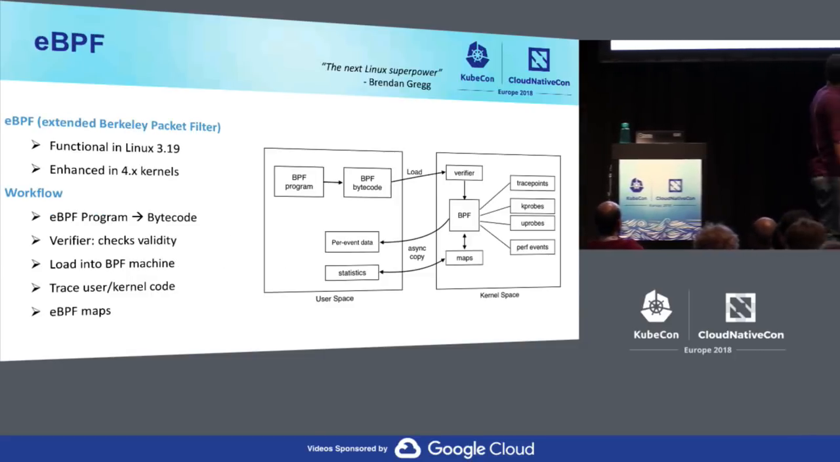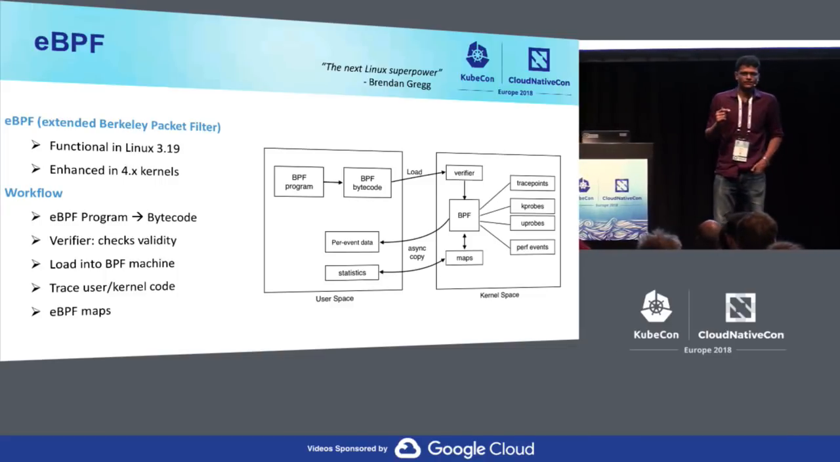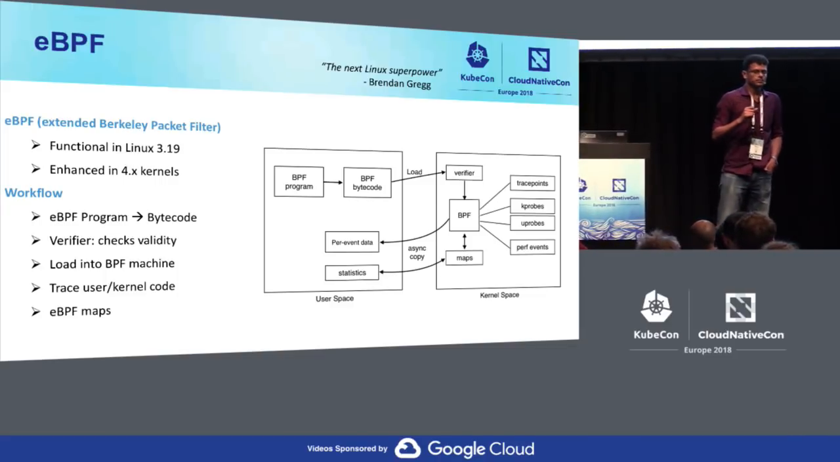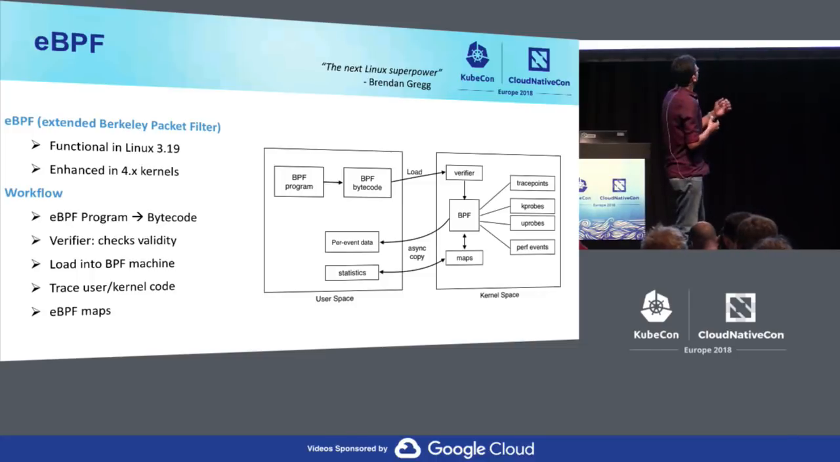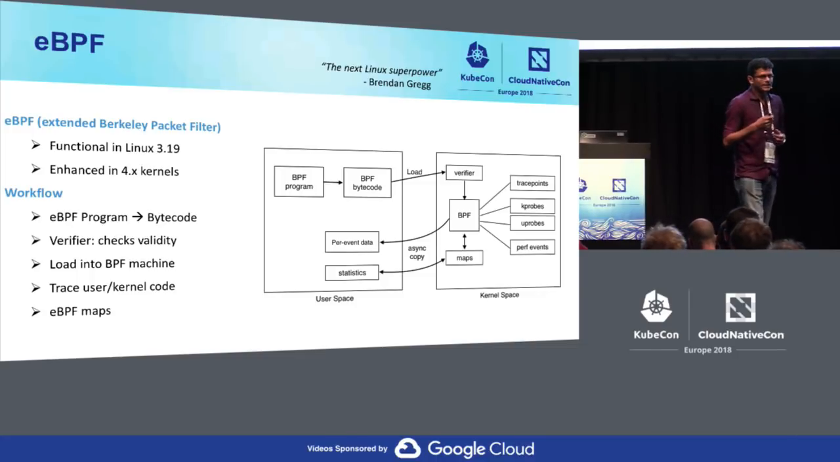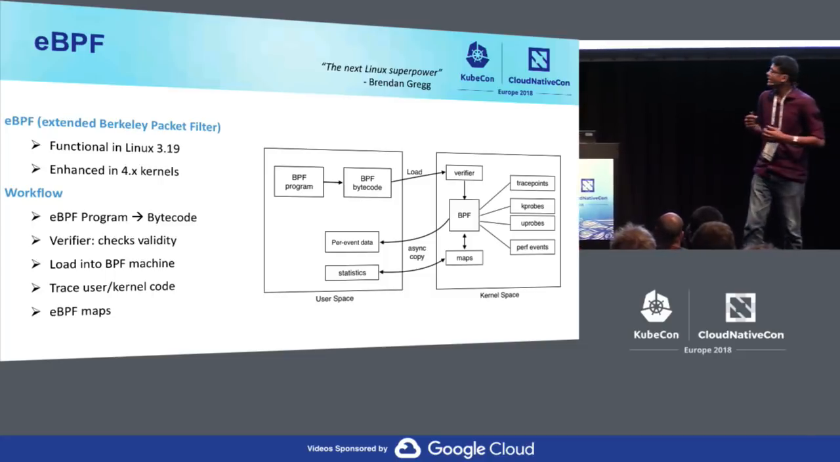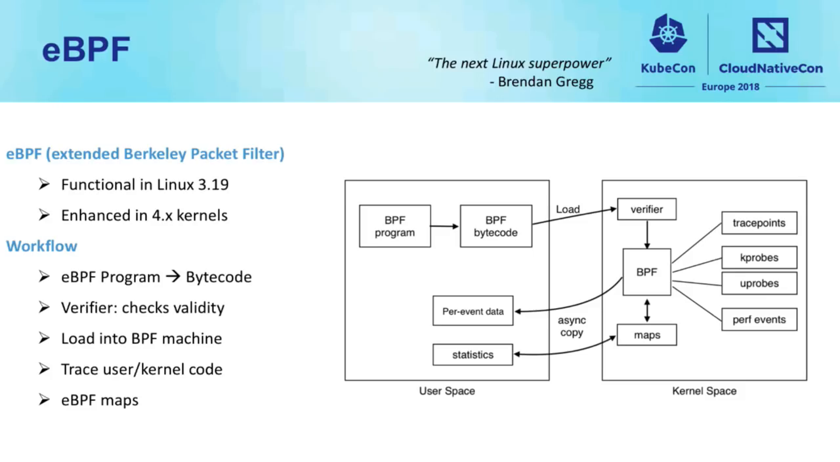So eBPF takes its name from BPF, which stands for Berkeley Packet Filter. This is a technology from the 90s which was developed to filter packets in the kernel. It was used by TCP dump and Wireshark to filter the packets based on certain criteria like IP or the port name. This has been termed as the next Linux superpower. The BPF was extended into various other systems. That's why the name extended BPF.